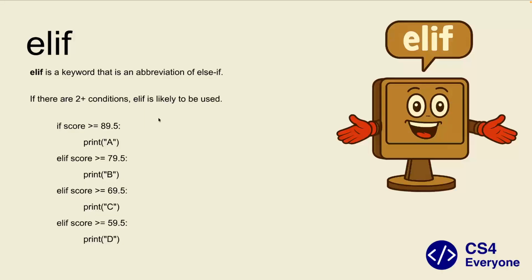elif is a keyword that is an abbreviation of else if. If there are 2 plus conditions, elif is likely to be used. Here, if the score, for example, is 92, then A is going to be printed. But if the score is in the 80s, for example 84, then B will be printed. Below that, if the score is 73, then C will be printed. And for instance, if you have 67, then D will be printed.